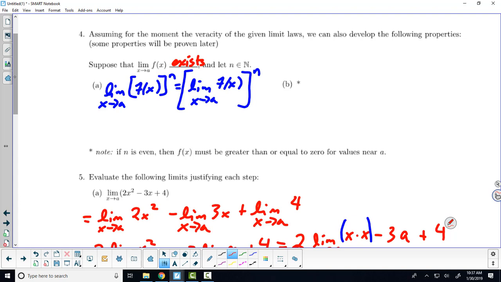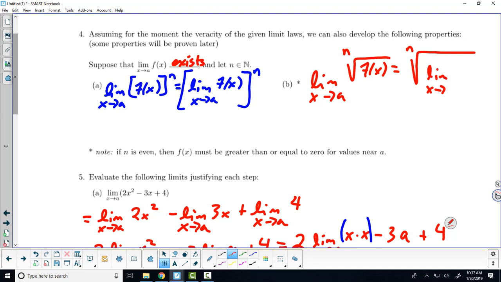Okay? The next one is very similar. It says the limit as x approaches a of the nth root of f of x is the same thing as the nth root of the limit as x approaches a of f of x, meaning limits pass through the nth root function, provided not only that the original underlying limit exists, but also that the particular nth root is defined. So it might be that this limit comes out to be a negative number, and if this were a square root, then I could not use this property. Okay?